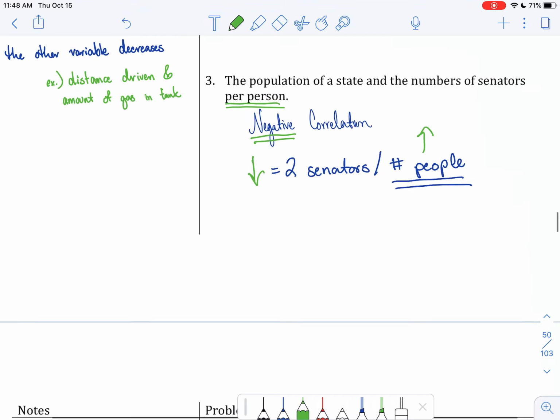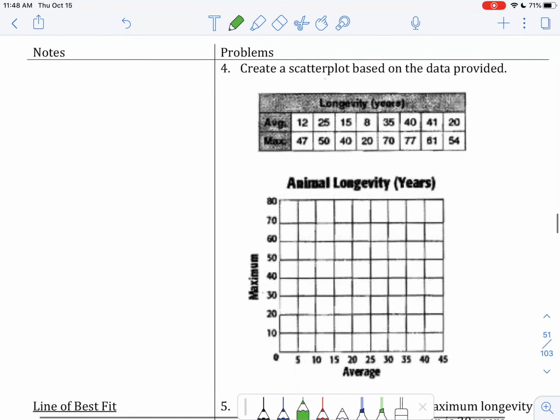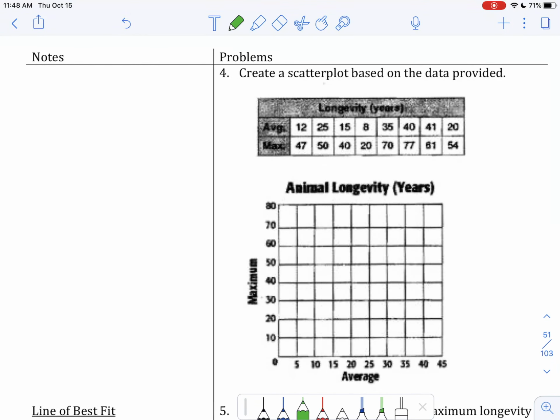Now that we've introduced our vocabulary, let us actually make a scatter plot. So here we have a data set about longevity, which is the lifespan of an animal. It's measured in years. It's already labeled to us. We have average and we have maximum. And they've already done this for us. They put average on the x-axis here, right down here, which means that this is our x-coordinate, and then maximum, which is our y-coordinate.